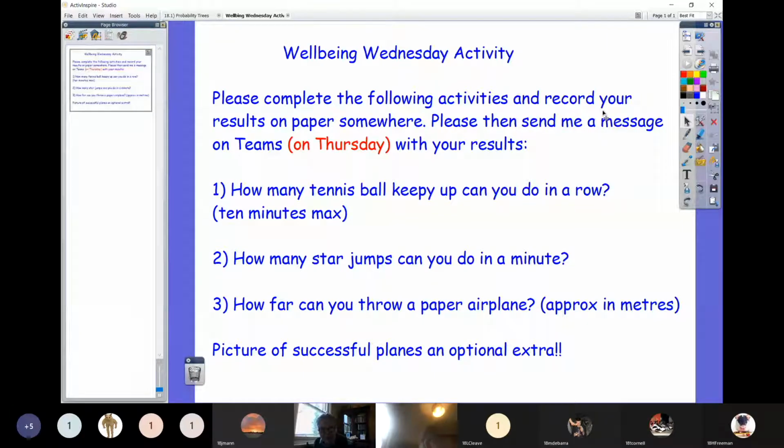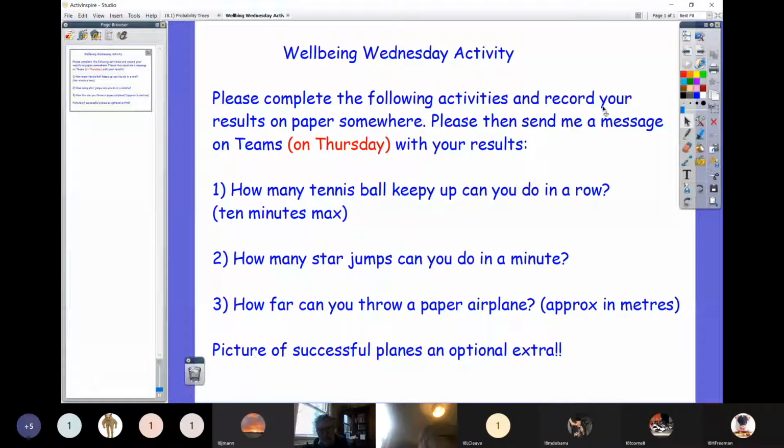Number 1, I want you to find a tennis ball or a small ball if you haven't got a tennis ball. So not a football, not a beach ball, nothing easy. And I want you to see how many keepy-ups you can do, that's when you just keep kicking it and keeping it off the ground in a row. You can have as many goes as you want, but don't spend more than 10 minutes on it. That's quite a physical one.